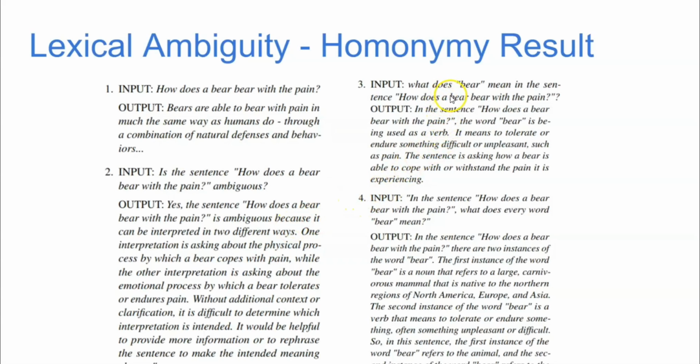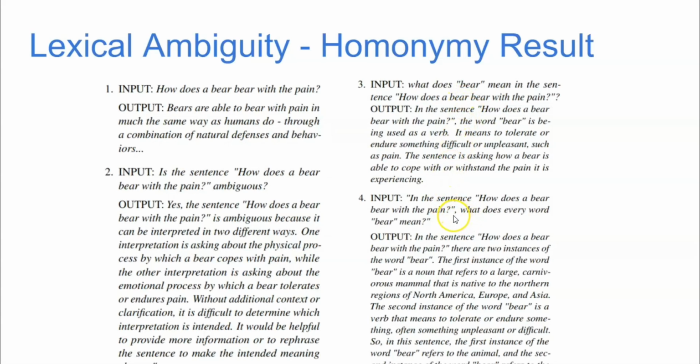Now the third prompt is, what does bear mean in the sentence, how does a bear bear with the pain? The output is, in the sentence, how does a bear bear with the pain, the word bear is being used as a verb. It means to tolerate or endure something difficult or unpleasant. So again, it identifies the second word bear, which is a verb, and not the first bear.